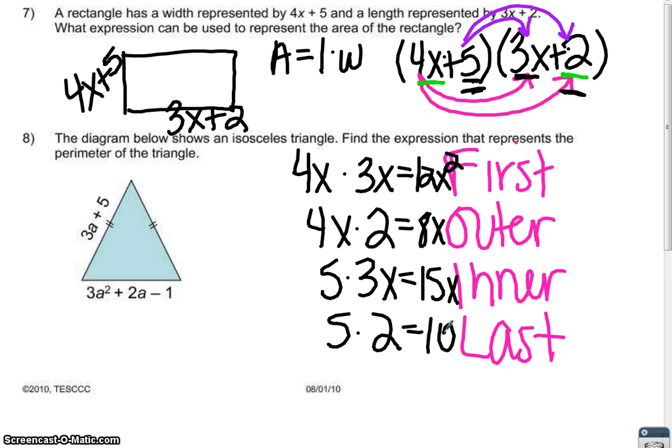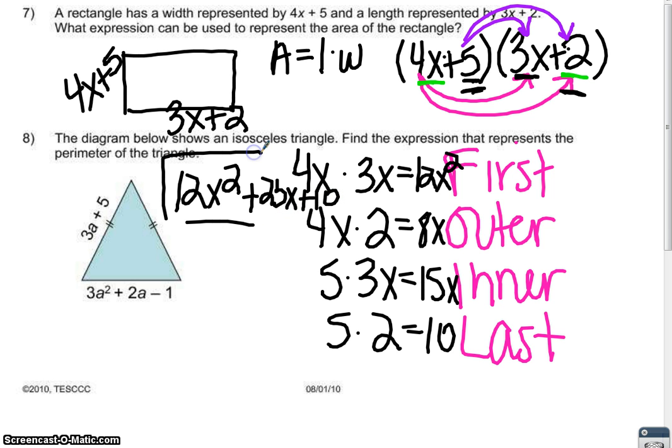From here, I'm going to combine like terms. So I end up with 12x squared plus 23x plus 10. And that's going to be my answer for the area. So again, that was 12x squared plus 23x plus 10. And that's going to be my area of the rectangle. So what I want you to do is use an area of the triangle, answer question number 8. Area of a triangle, remember, is 1/2 my base times my height.